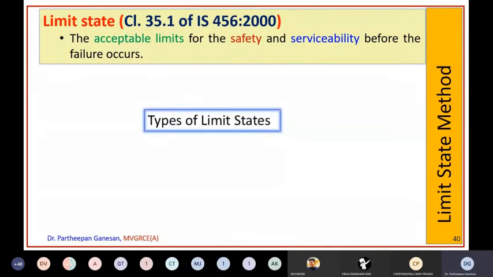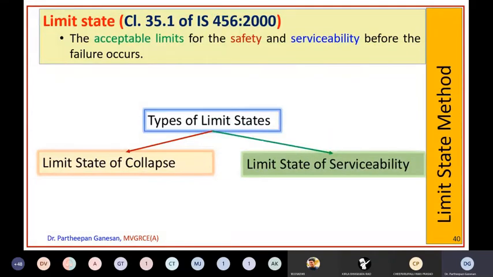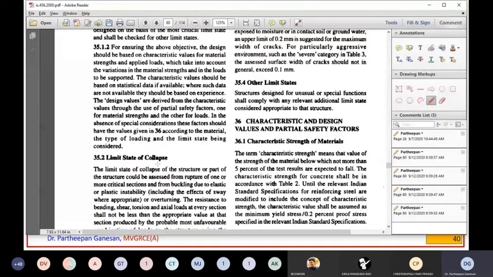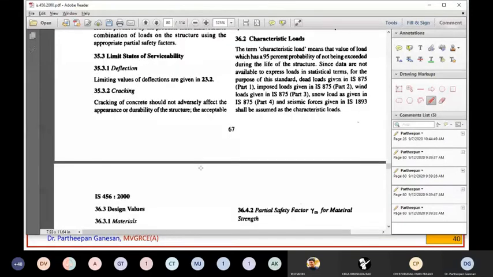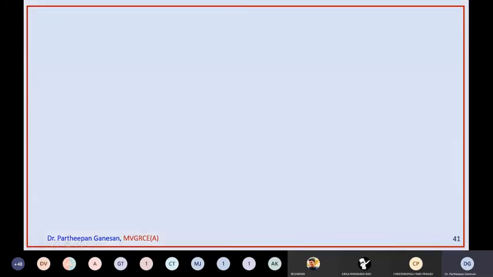Now, there are two types of limit state. As I told you, that is limit state of collapse or limit state of failure. Another one is called limit state of serviceability. So both are given here, limit state of collapse or safety and limit state of serviceability. If you go down further a little bit, 35.2 is limit state of collapse, 35.3 limit state of serviceability. Okay. So there are two types of limit state.